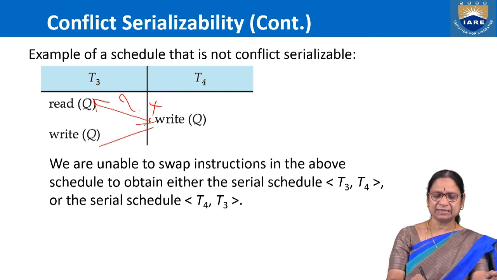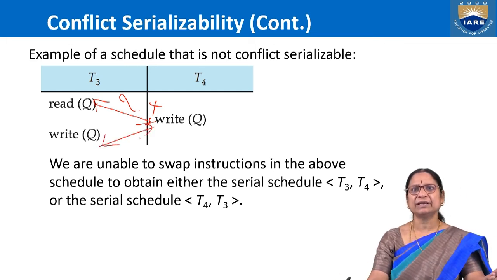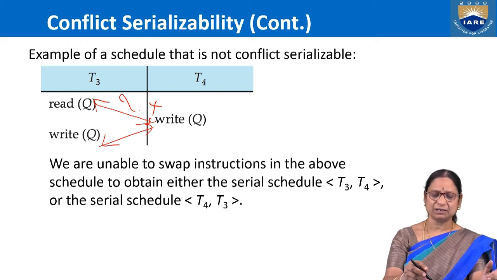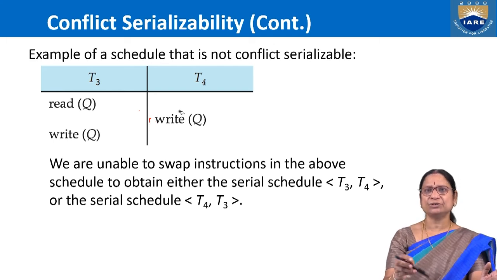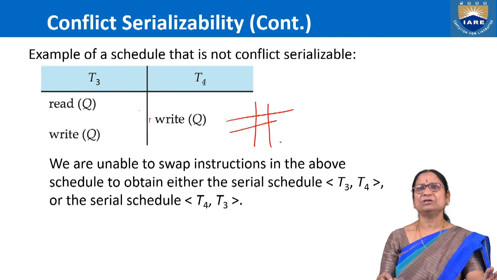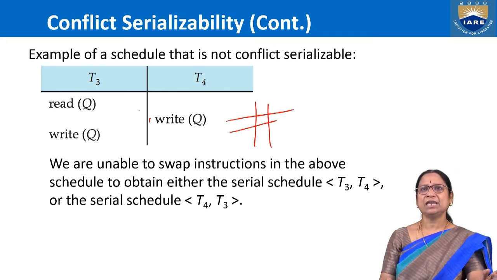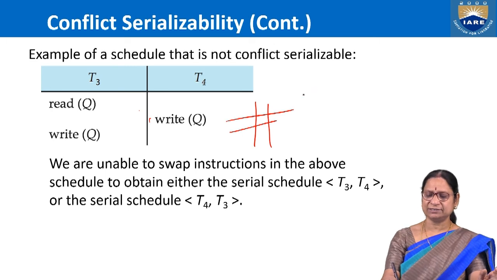Similarly, this is another possibility: write(Q) and write(Q) of T3, T4. Those are also not interchangeable. That means from this schedule, the current schedule, I am not able to find an equivalent serial schedule, that is, T3 followed by T4 or T4 followed by T3.